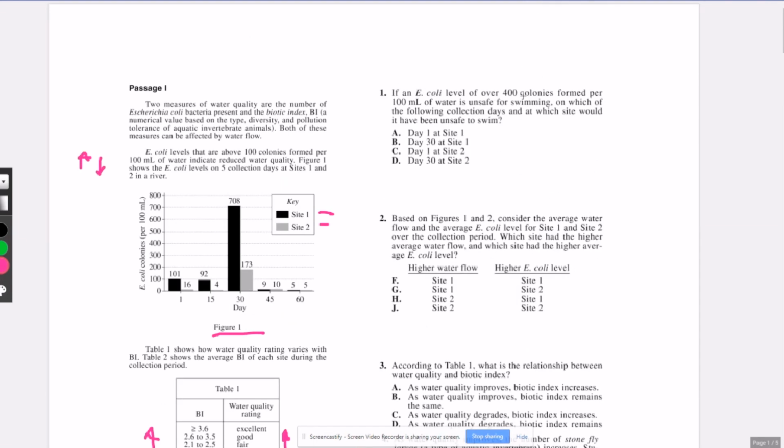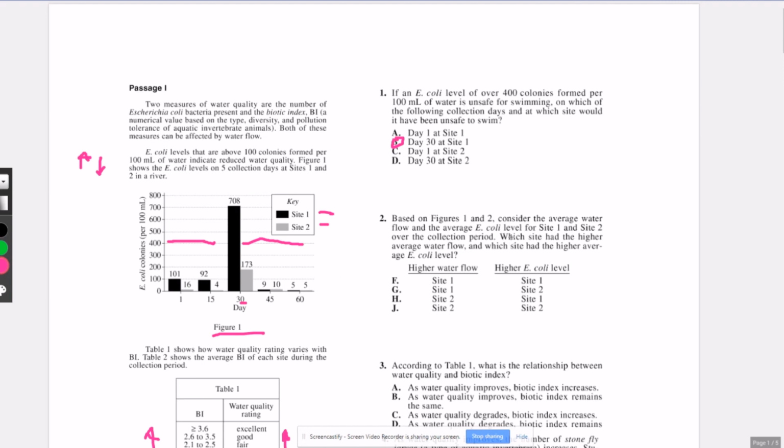Question 1 asks if an E. coli level of over 400 colonies formed per 100 milliliters of water is unsafe for swimming, on which of the following collection days at what site would it have been unsafe to swim? So our graph already shows E. coli colonies per 100 milliliters. Perfect. So we just need to look for anything that's around 400. And it's pretty clear that there's only one that's really approaching 400, and that is day 30 for site 1. So let's go with that.